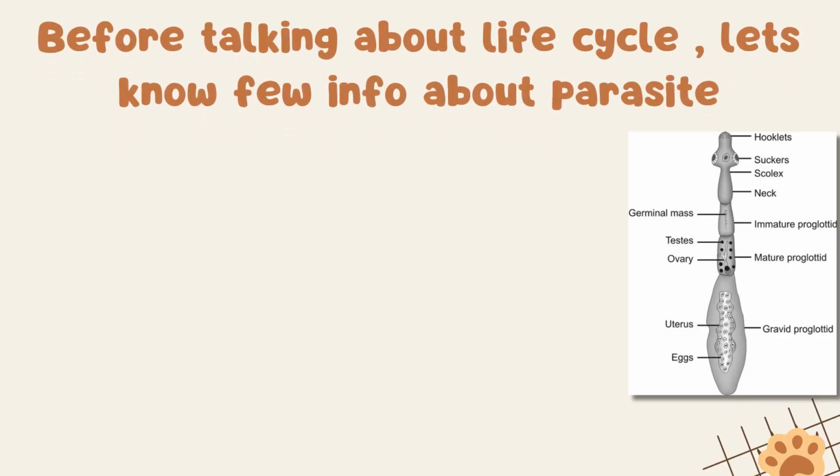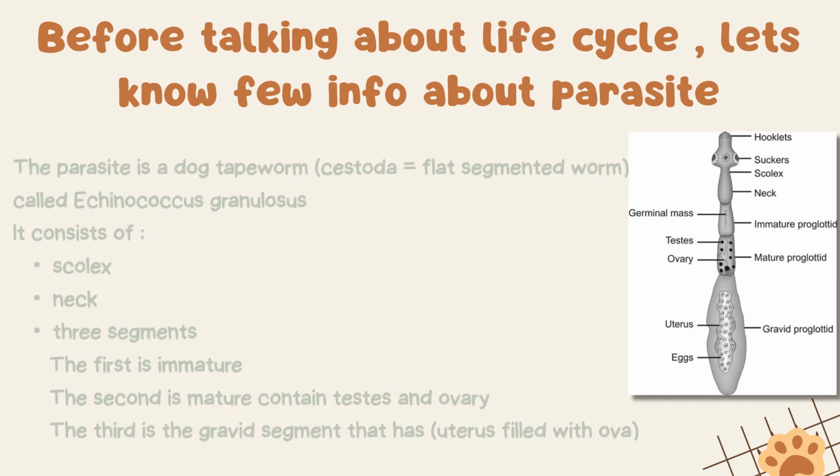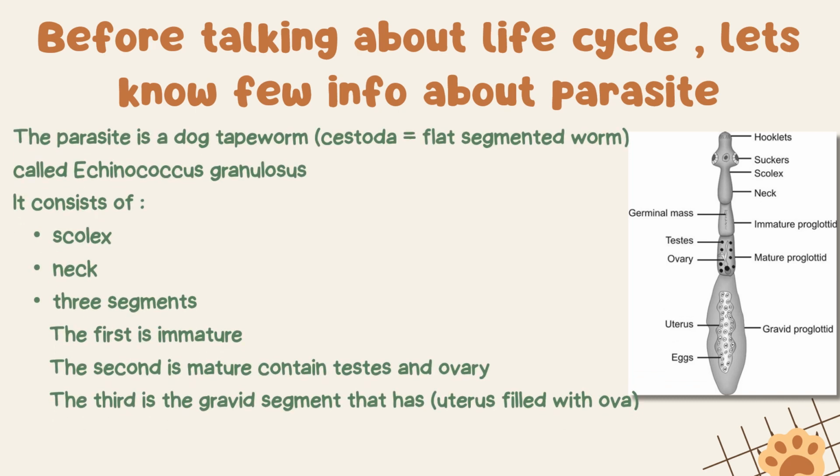Before talking about the life cycle, let's know a few things about the parasite. The parasite is Echinococcus granulosus. It's a dog tapeworm, a cestode, an equal flat segmented worm. It consists of scolex, neck, and 3 segments. The first segment is immature. The second one is mature, containing testes and ovary. The third is a gravid segment that has a uterus filled with ova.